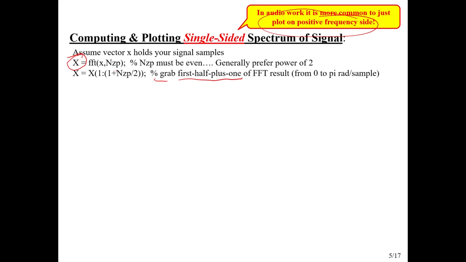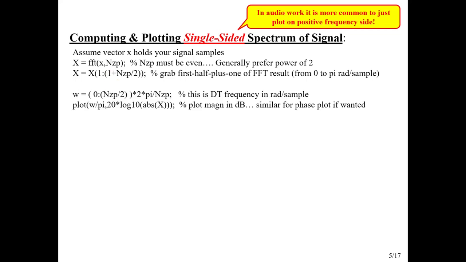So that's why I'm going 1 colon 1 plus NZP over 2. That will actually grab the 1 point that if we did FFT shift becomes minus pi, but now it's just sitting there as if it's at pi radians per sample. So I grab that. You could maybe not grab that, in which case you'd leave off the plus 1 there. Then you'd only go out to just shy of pi. But I tend to grab the pi position.